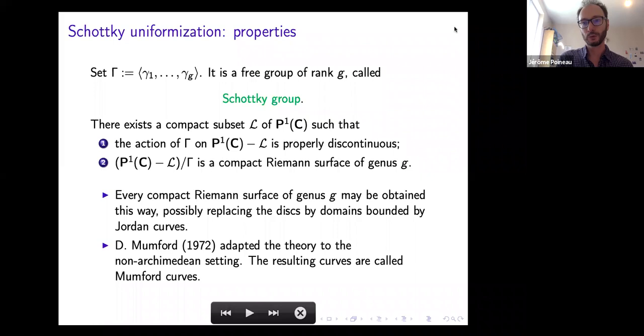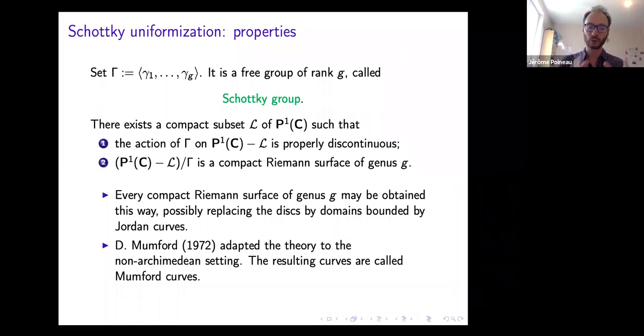What I would like to explain now is that those two different settings, the complex setting and the non-Archimedean setting, are much more than just an analogy between the two of them. It's really part of a whole theory that could be developed in wider generality, a theory that encompasses in a natural way complex analytic spaces and p-adic analytic spaces.